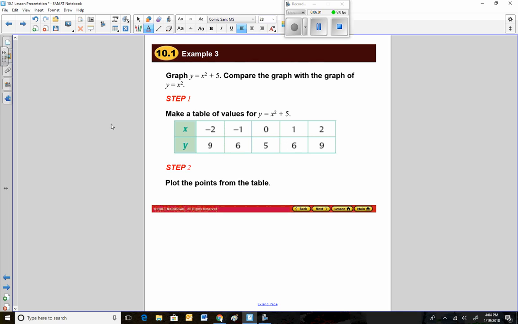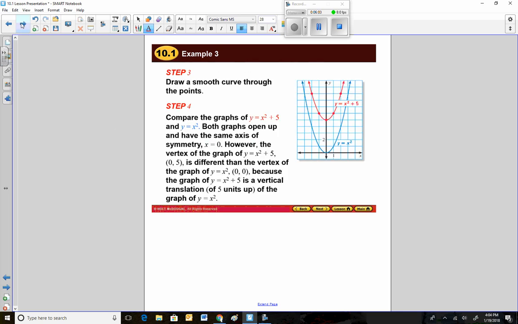So you can plot all your points, and look what happens. So here's my parent graph, the blue one, and look what happened. It went up to the 5 on the y-axis. So this little plus 5 written at the end causes it to go shifting up 5 spaces. A lot like our lines that we were working at before. We could take a look at the equation and know what's going to happen with the graph.